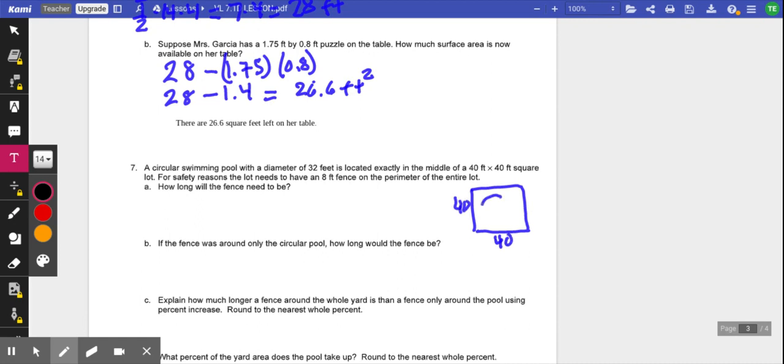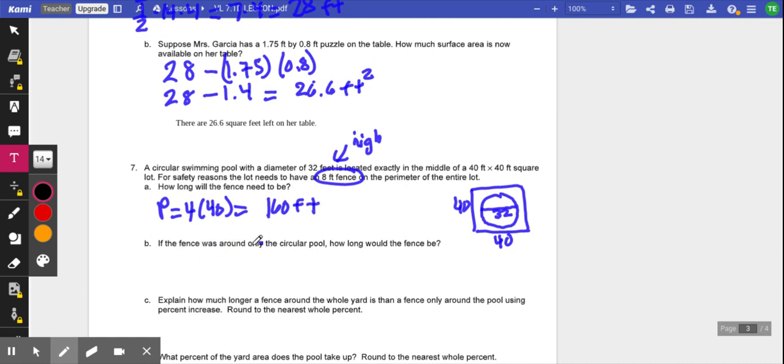And inside it, we have a pool. And the pool's diameter is 32. Okay, and we need an 8-foot high. This kind of confuses people. That's just how tall the fence is. It's 8 foot high. It doesn't mean it's long that. We have to figure out the length. We have to go around the square. So we're going 40 plus 40 plus 40 plus 40, or 40 times 4. So the perimeter is 4 times 40. She needs to buy a 160-foot fence that is 8 feet tall.